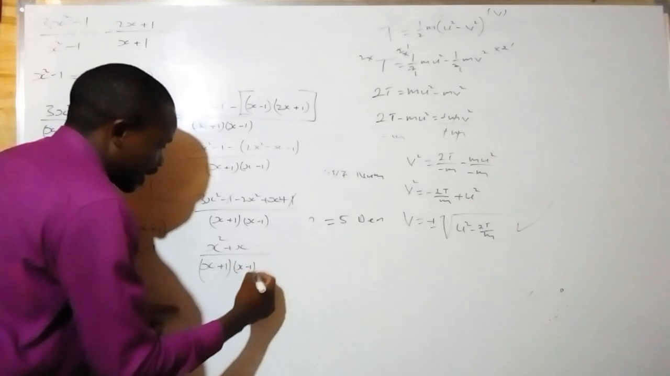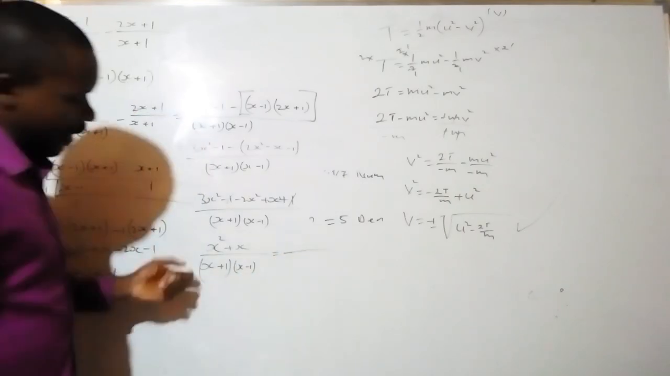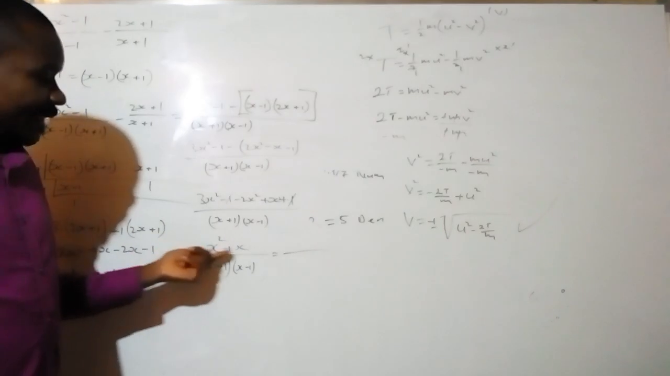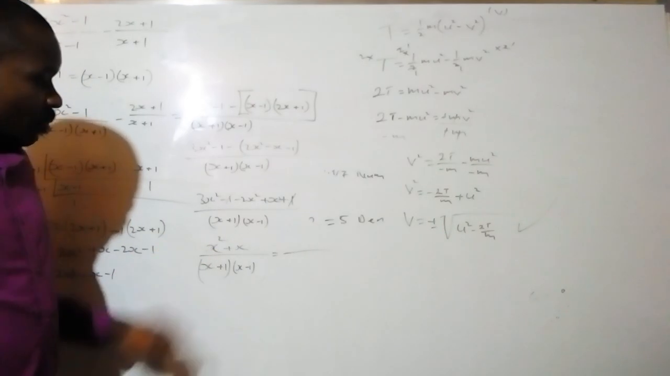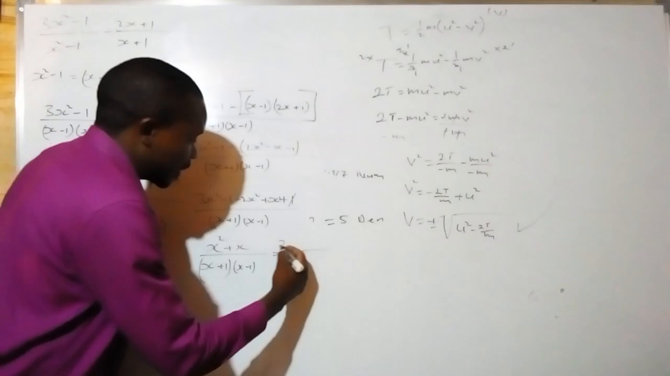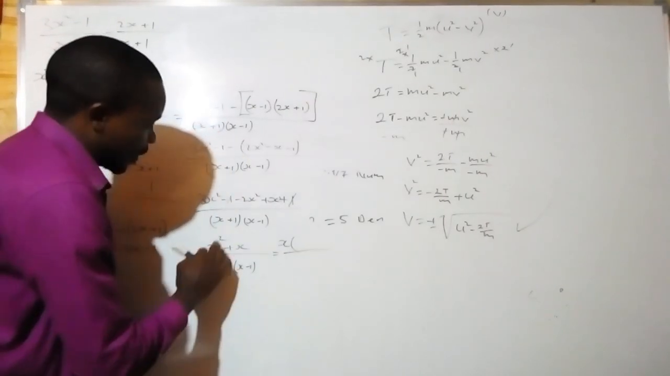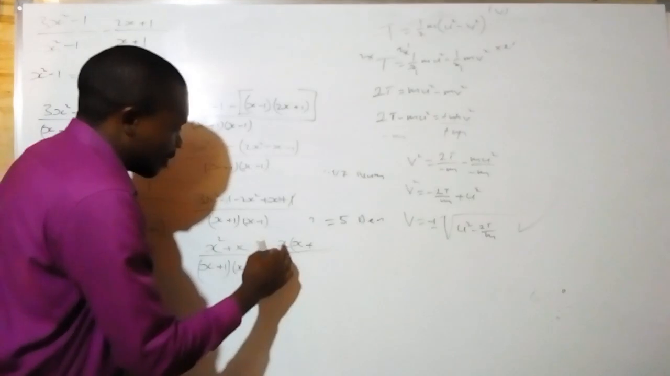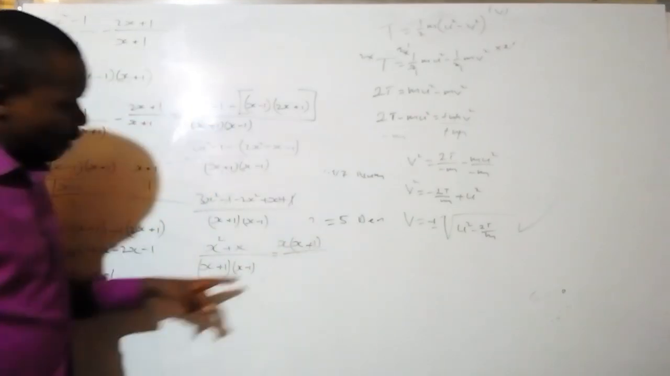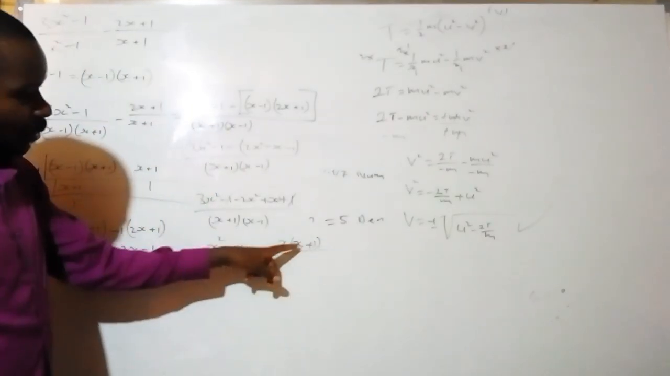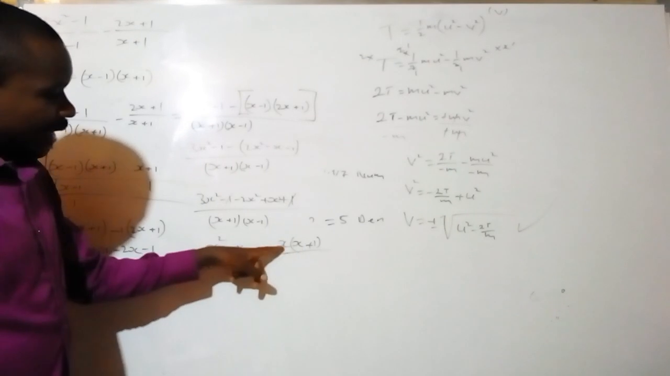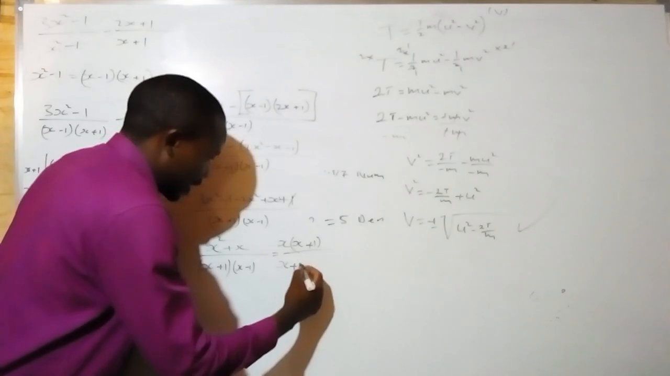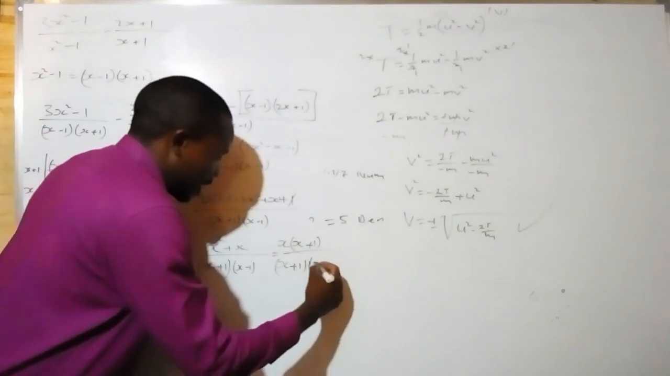We can factorize our numerator, x squared and x. We can get the GCD of the two. x is common, so you can take x outside the bracket. x squared divided by x is x, plus x divided by x is 1. Once you open the bracket, it remains x squared plus x, then over x plus 1, open the bracket, x minus 1.